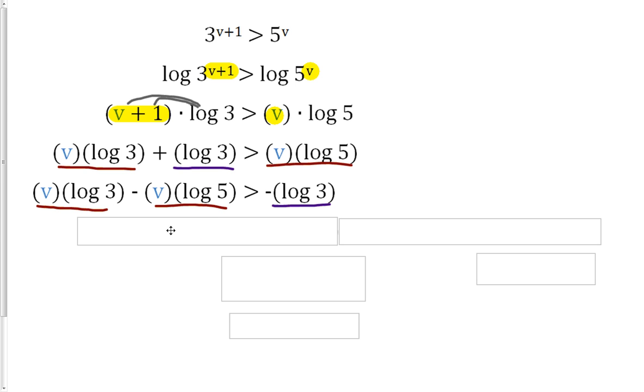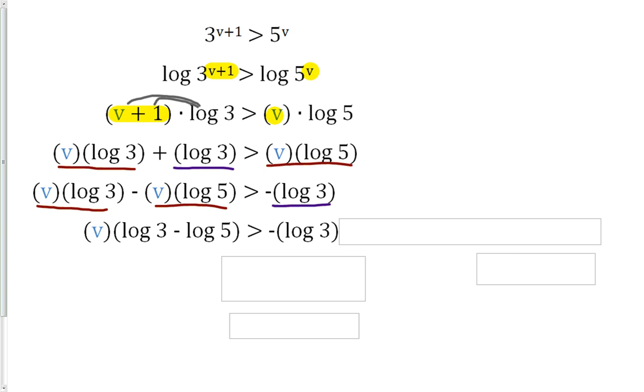Now I'm going to factor out my v. So I had a log 3 times v and a log 5 times v with a minus sign in between. So log 3 minus log 5, all of that times v. And that's still greater than negative log 3 on the other side. Last step, you just take this part that's times the v and you divide it on both sides.